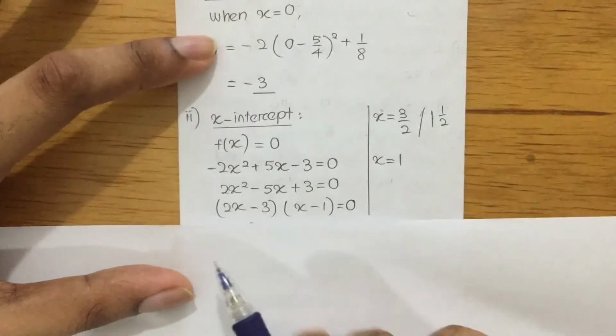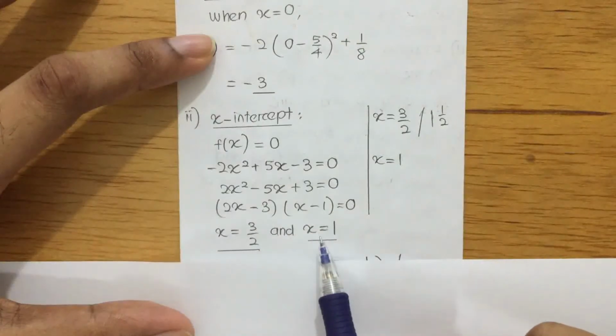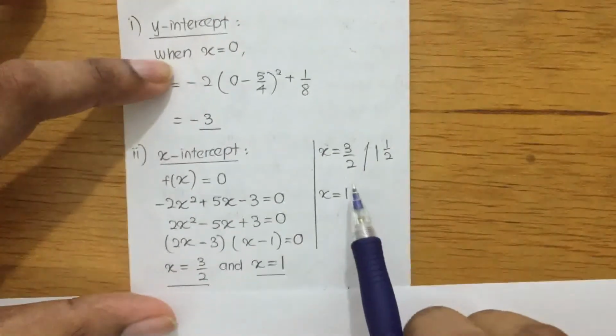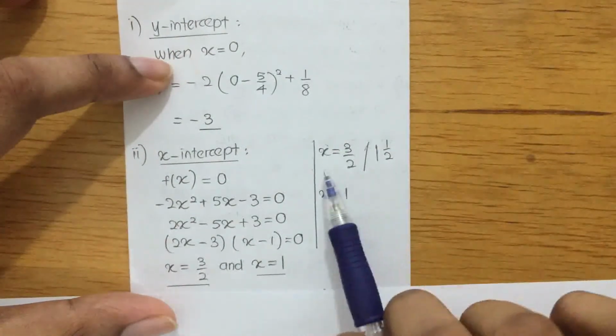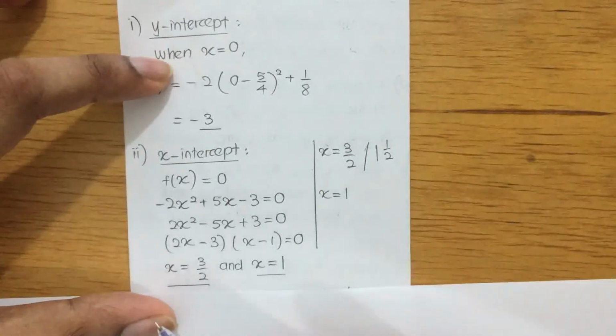Where you have two x-intercepts, guys, where x will be 3 over 2 and x will be equal to 1. You can write x equals to 3 over 2 or x equals to 1 and a half. Okay, it's up to you, guys. You can write in improper fraction or mixed fraction. So it's up to you.